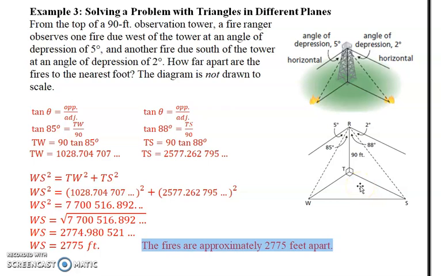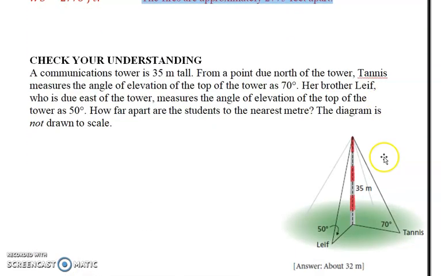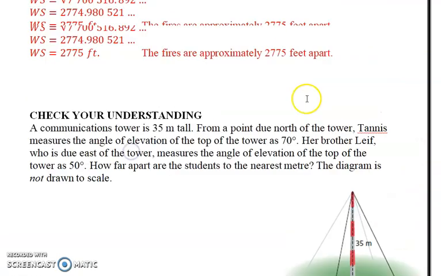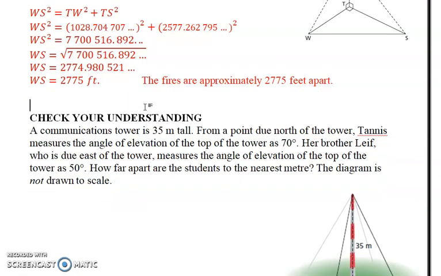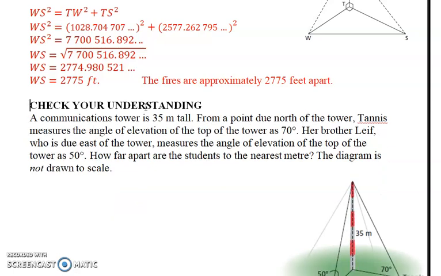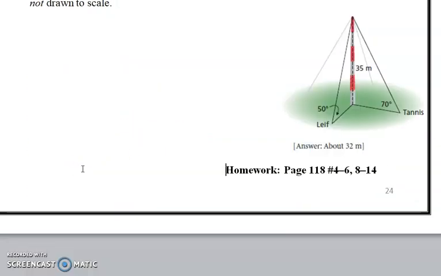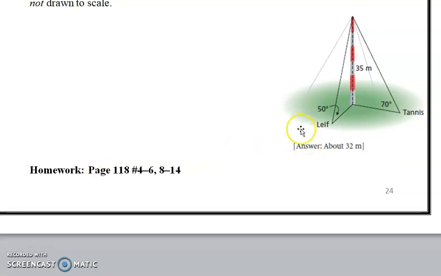There's a check your understanding question I'd like you to approach. It's very similar, and you'll get some more questions too, which I'll present to you in class. There are your homework questions that come along with 2.7. It's page 118, numbers 4 to 6 and 8 to 14. Again, there are going to be some questions at the end of chapter 2 that we're going to look at. So that's it for chapter 2.